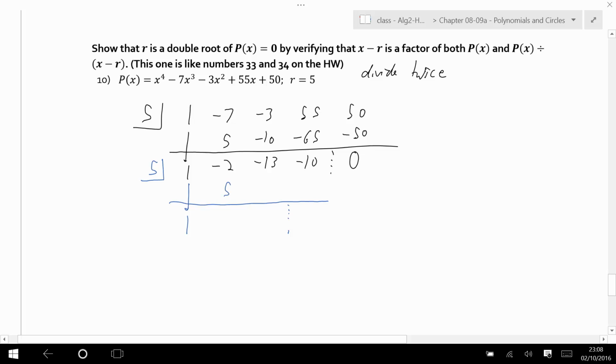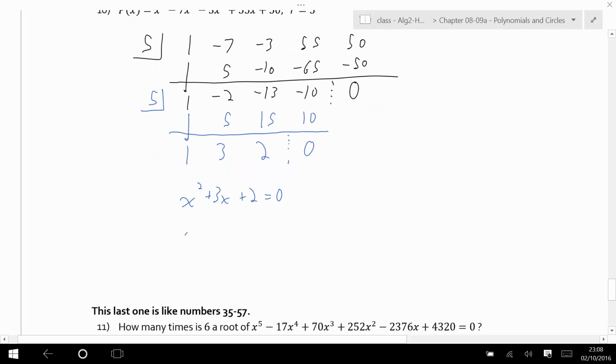1, 5, positive 3, positive 15, positive 2, I messed my negatives up, and positive 10, and 0. So now I end up with x squared plus 3x plus 2 equals 0, which does factor into x plus 2 and x plus 3.